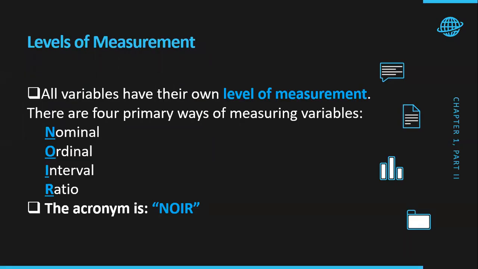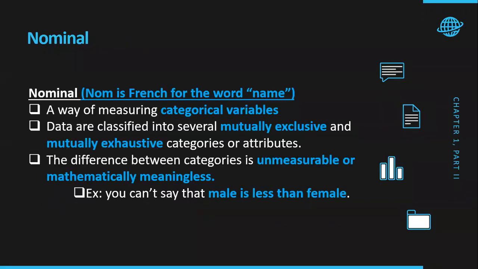All variables have their own level of measurement, and there are four primary ways of measuring variables, which include nominal, ordinal, interval, and ratio. The acronym for this is NOIR. So let's begin by discussing nominal level variables.